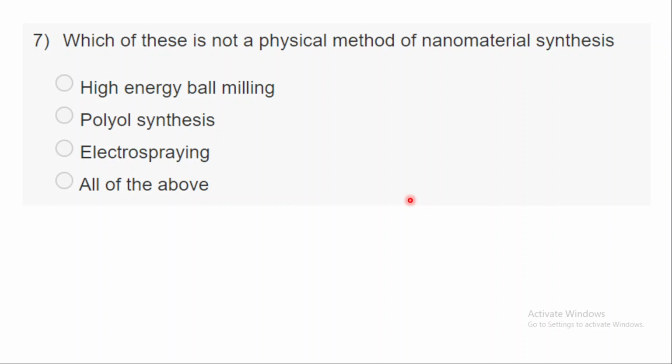So to answer these questions, you need to have basic knowledge of what are the different methods for nanomaterial synthesis. We just learned about two different approaches, the top down and bottom up approaches. There is another classification for the different kinds of methods for synthesis. So which of these is not a physical method of nanomaterial synthesis? I'll wait for a minute for students to answer.